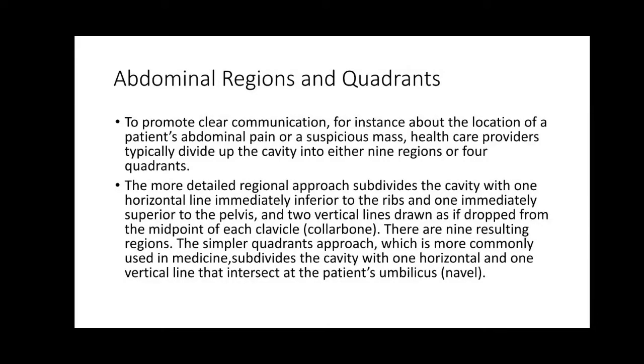The more detailed regional approach subdivides the cavity with one horizontal line immediately inferior to the ribs and one immediately superior to the pelvis, and 2 vertical lines drawn as if dropped from the midpoint of the clavicle, that is the collarbone. This results in the 9 regions. Then we have the simpler quadrant approach, which is more commonly used in medicine. It subdivides the cavity by one horizontal and one vertical line that intersect at the patient's umbilicus or the navel.